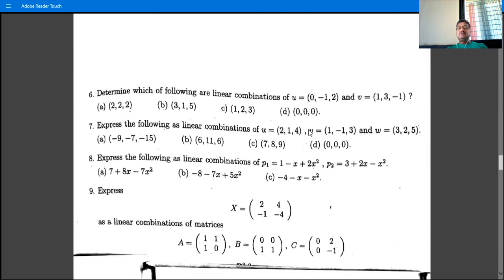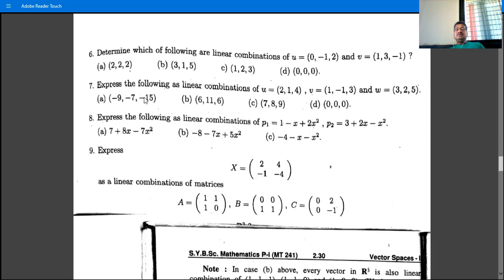So these are the problems for homework. Determine which of the following are linear combinations of these two vectors. To solve this example, we have to express this as a linear combination of these two vectors. If it is expressed as a linear combination, we say the answer is yes. Otherwise we say the vector is not a linear combination of these two vectors. Similarly, in problem number 7, we have to express this vector as a linear combination of these three vectors.